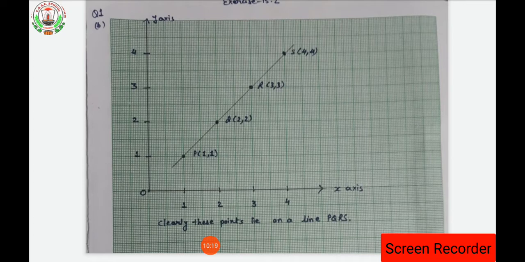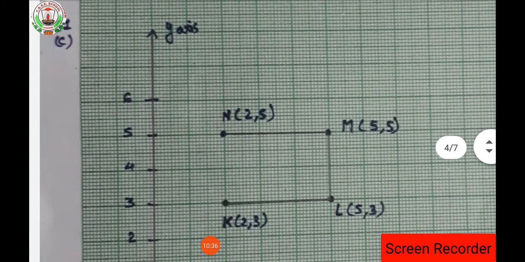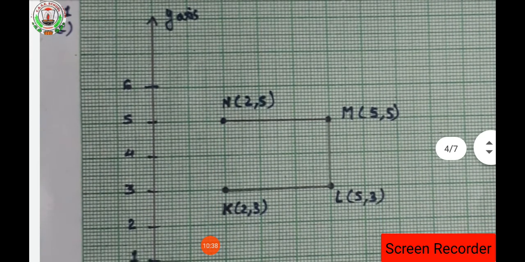Now this is the graph for B part. Here clearly these points lie on a line PQRS. After drawing the dots, we have to join the dots with a straight line. Clear? So it is a line graph itself. Now in question number 1, C part.